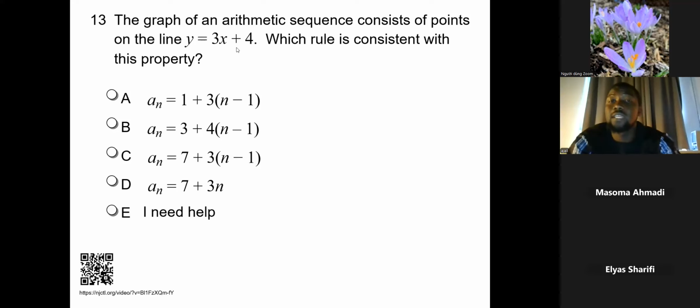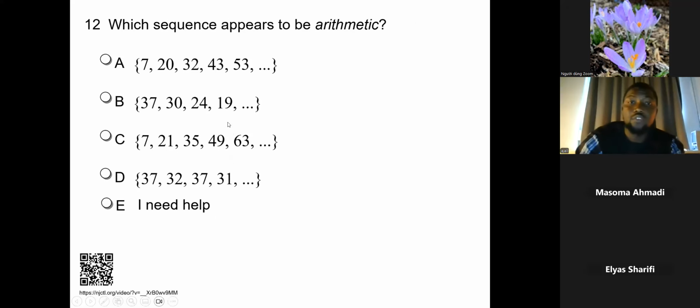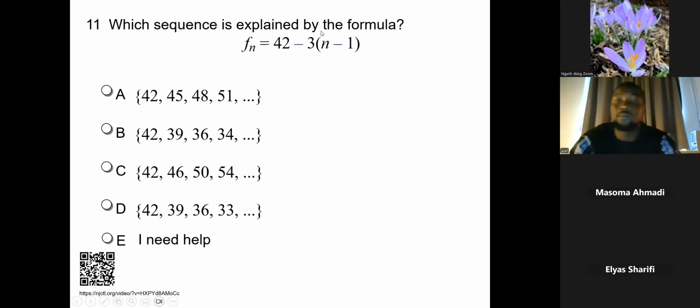So once you can get the common difference and the first term, you can always write the explicit form of the formula. I will go back a bit to show you this one. Look at this formula. This is the explicit form, 42 minus 3 into n minus 1. So you realize that you have n minus 1, obviously. Now this minus 3 is the common difference, and 42 is the first term. So once you have the common difference and the first term, you can always write the formula.